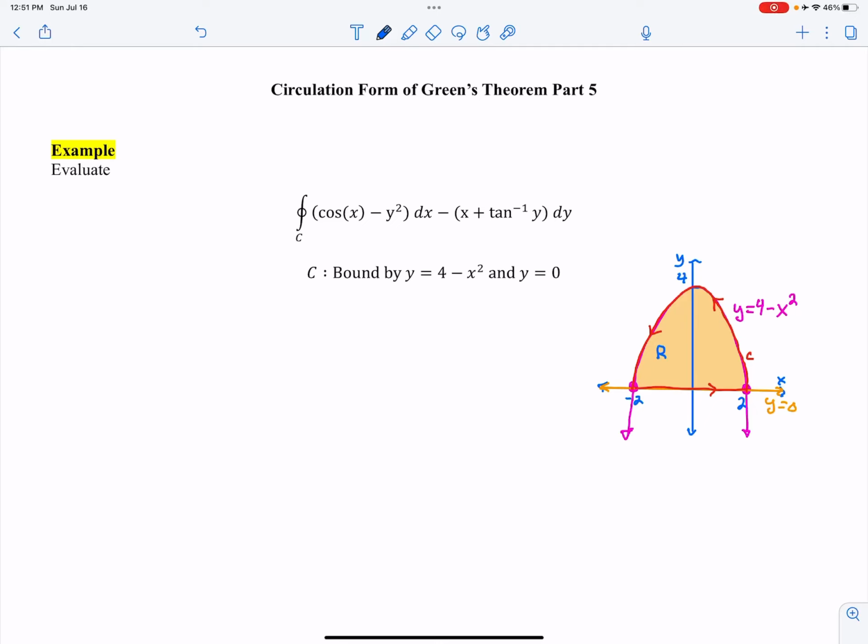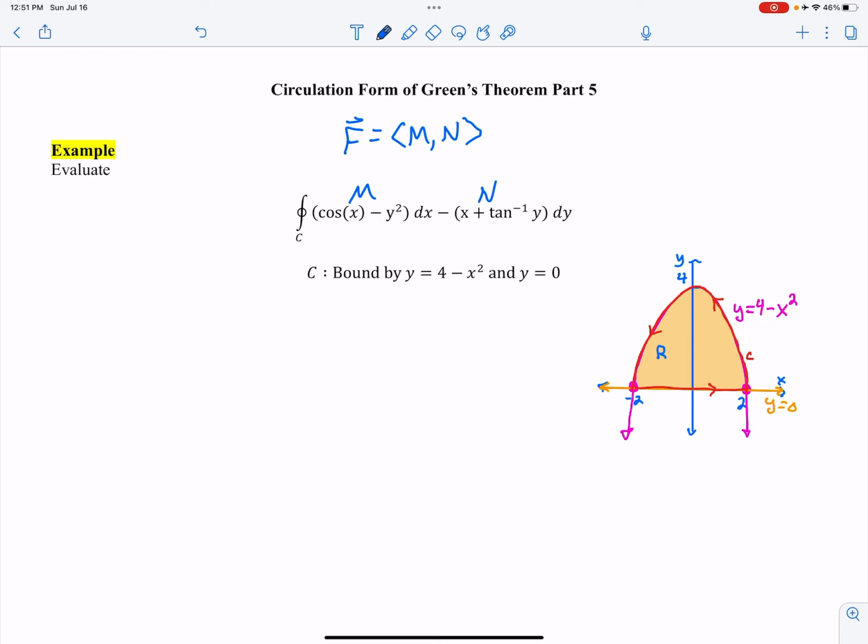In this video, we'll continue our discussion of Green's theorem, the circulation form of Green's theorem, by taking a line integral over the vector field. Our vector field is M, N. This is M, that is N.